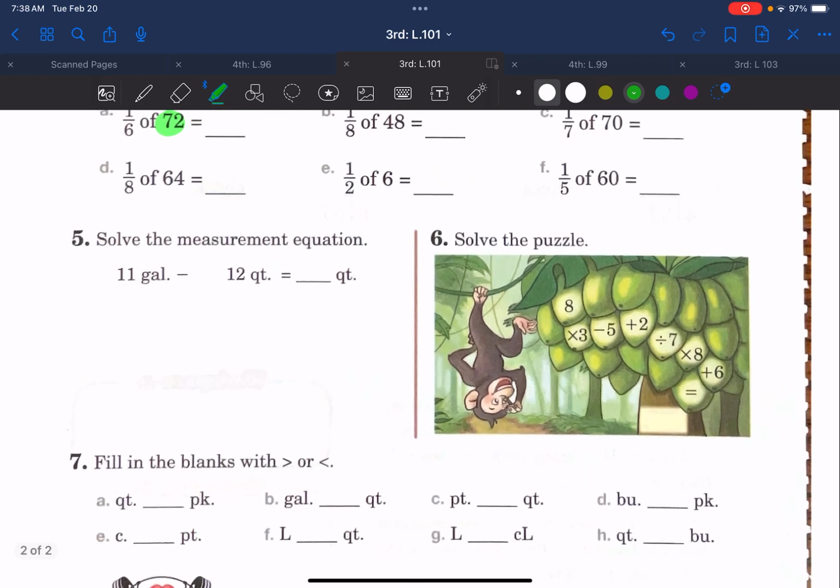Solve a measurement equation. So you learned in last lesson or 2 lessons ago that you need to get them all to be in quarts, because that's what that question is wanting the answer in. So you're going to find the one that's not in quarts, put a box around it, and solve that one. All right, and then finally 7 is greater than or less than.